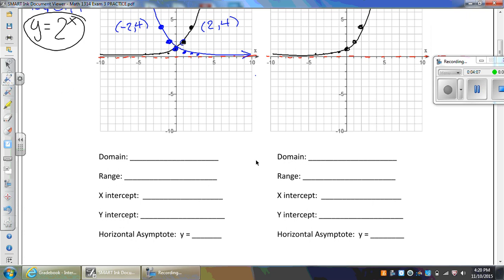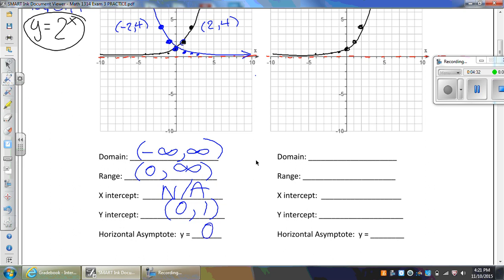What is the domain for all exponentials? All real numbers, from -infinity to positive infinity. What is the range for this particular function? It goes from 0, without including 0, to infinity. You need to know that. Do we have an x-intercept? No, it's not even touching the x-axis. Do we have a y-intercept? Yes, it's at 0, 1. Do we have a horizontal asymptote? Yes, it's the line y equals 0.